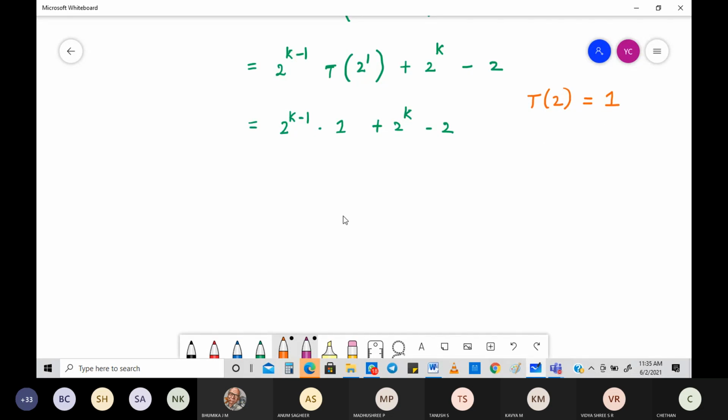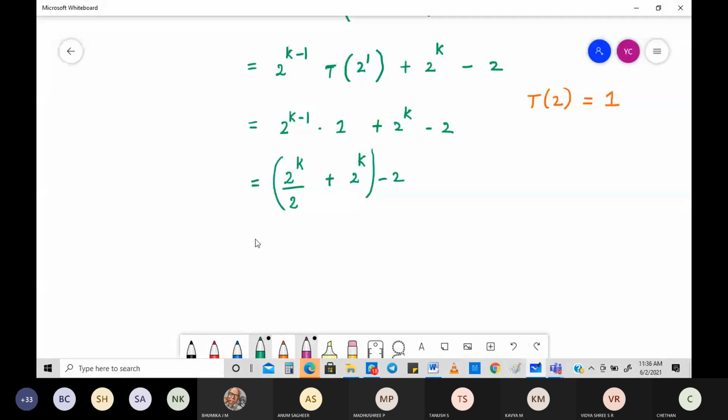Okay, so that's the next one. How can I write this next one? 2 to the power of k divided by 2. What is the way of writing it? 2 to the power of k minus 1, I have written it as 2 to the power of k divided by 2. Plus 2 to the power of k minus 2, just the same old thing I'm writing.